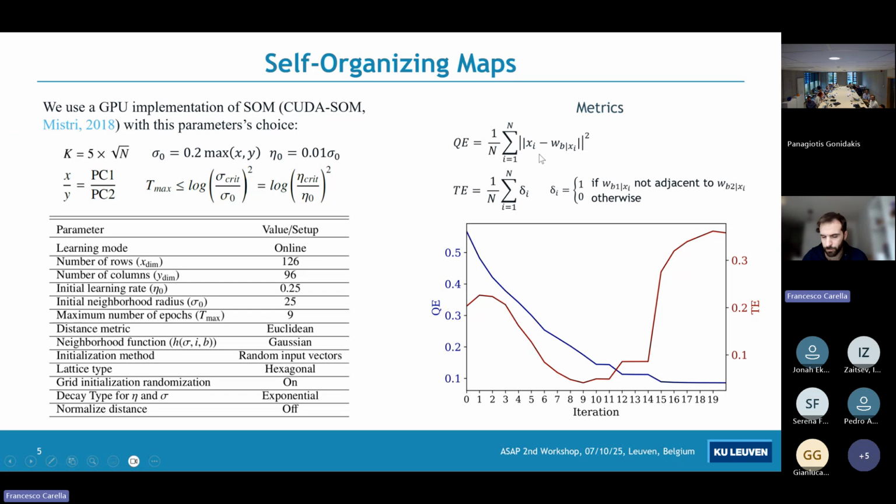Okay, so this is the plot of the quantization error and topographic error according to the iteration of the map. As you can see, we chose a maximum number of epochs of 9, and 9 corresponds to the value of the minimum topographic error.